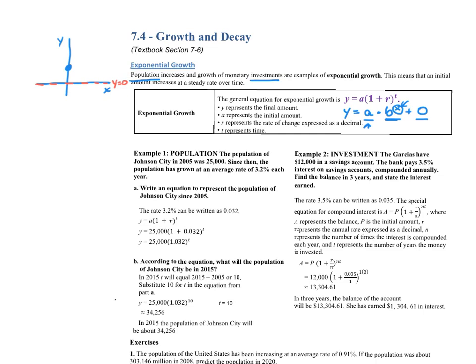So example 1. The population of Johnson City in 2005 was 25,000. Since then, the population has grown at an average rate, so make sure you realize that's a rate, not a number, of 3.2% each year. Our job is to write an equation to represent the population of Johnson City since 2005, and then to do a more specific example where we predict the population of Johnson City in 2015.